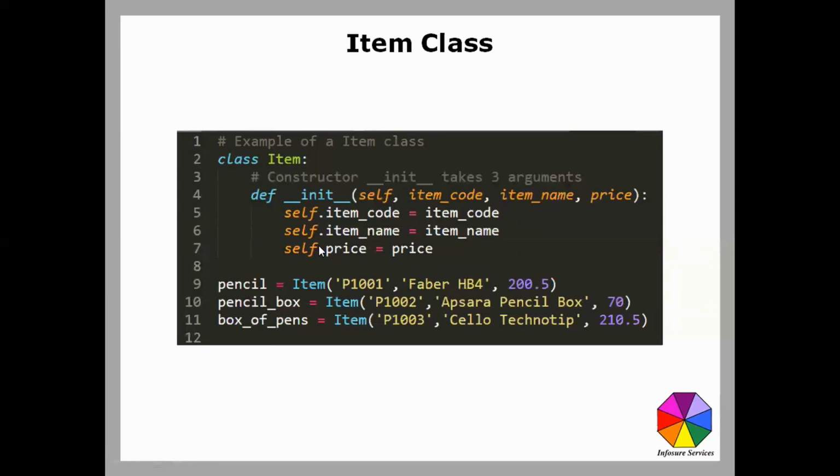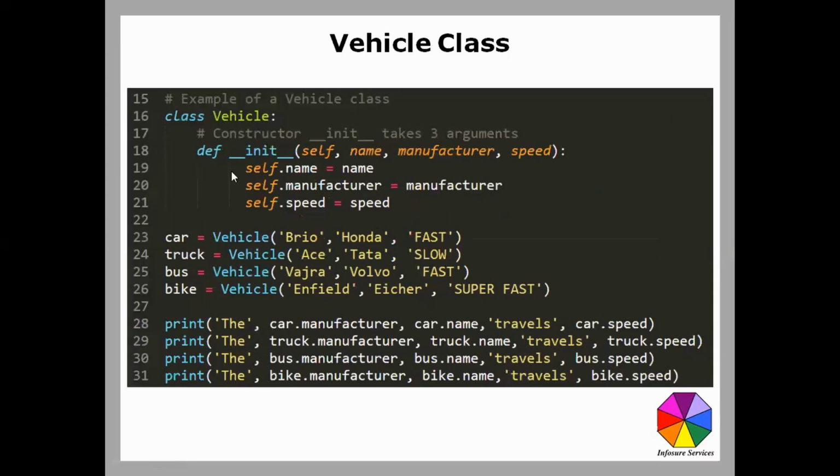Here is another example, item. Pencil is the object, and specific data you're passing, this pen, pencil box, specific data. So objects are instances of this item class, with specific data. And a vehicle class, like we saw, like car, truck, likewise.